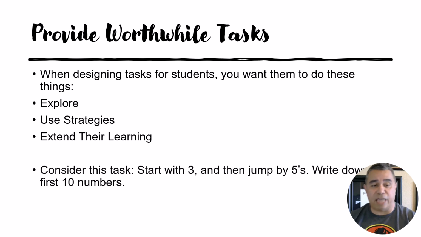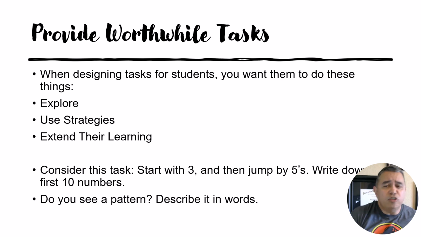Now, consider this task. This is something I want you to write down, so hopefully you're paying attention. Start with 3, and then jump by 5s. That means you start with 3, then you go 5 more, then you go 5 more. Write down the first 10 numbers you come up with. Do that on a piece of paper, and then you can type it into the document later. Now, when you've done those 10 numbers, do you see a pattern?